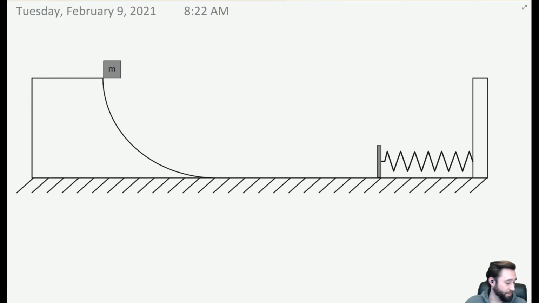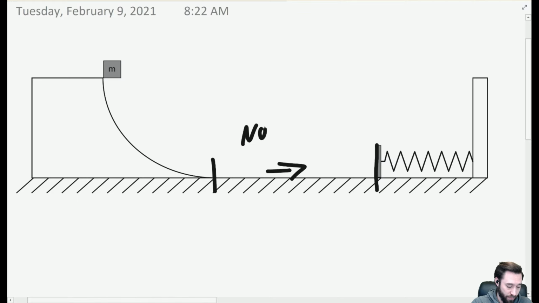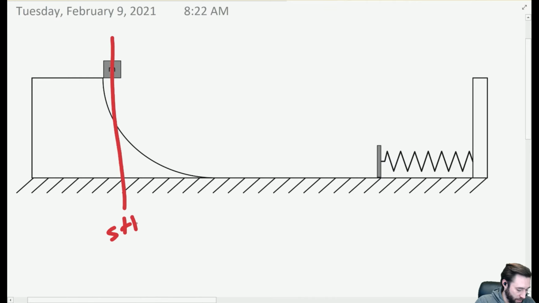So here's the situation. I have a box at the top of a ramp and it's going to slide down the ramp. Once it hits the bottom of the ramp, from this point all the way until it hits the spring, it's going to be traveling horizontally and there's going to be no friction. I'm going to break this up, so this would be state 1. And then once it gets down to the bottom part, this would be state 2.